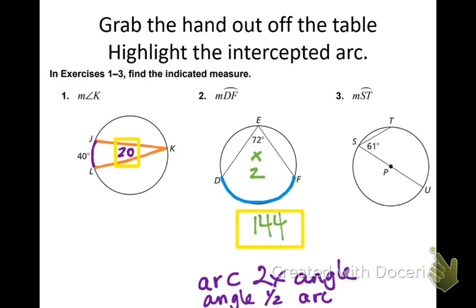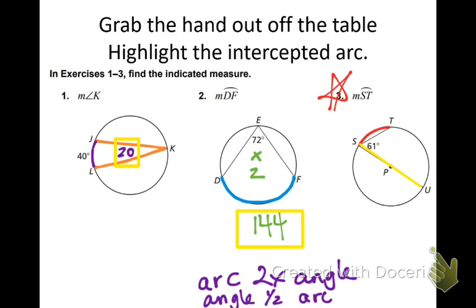The last one, I want you to put a star next to it because this was on the quiz. Some people did. You're about to get it back, so you'll see. ST. Is there an angle that corresponds with ST? No. But here's what you do have. You have a couple of things.